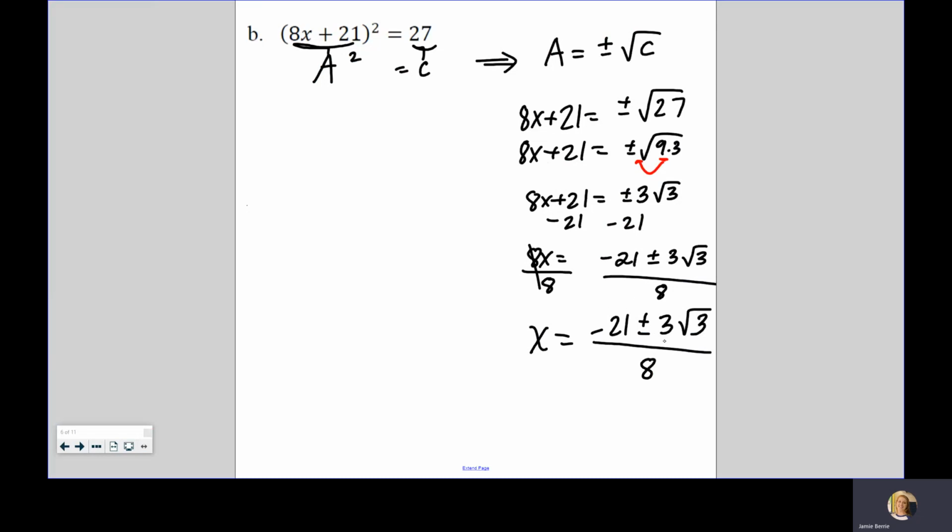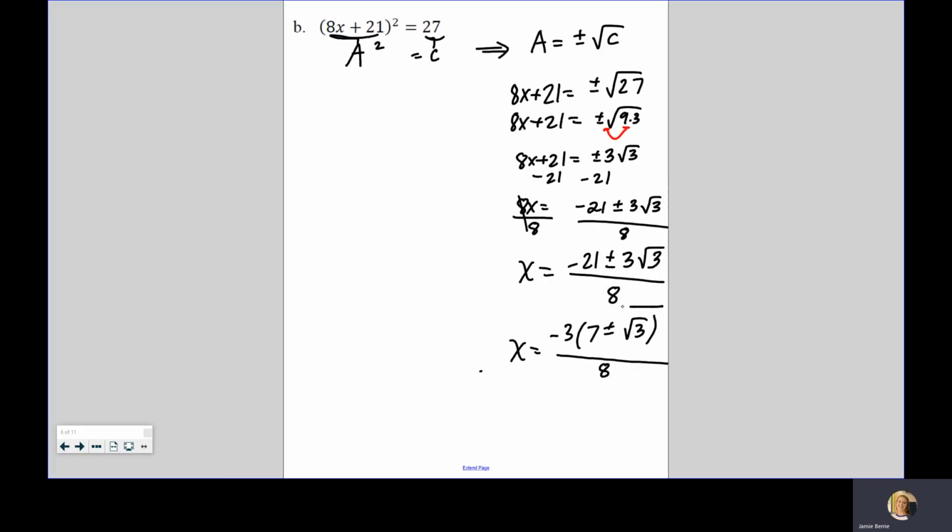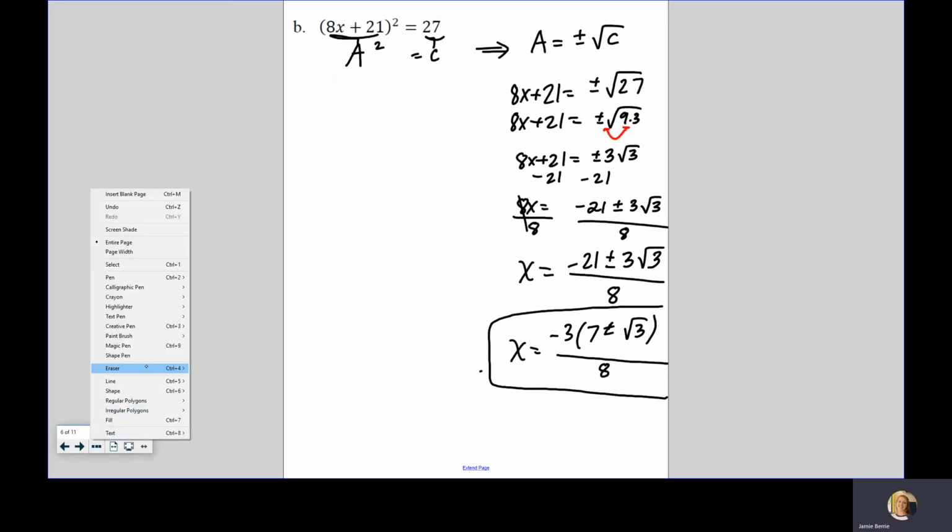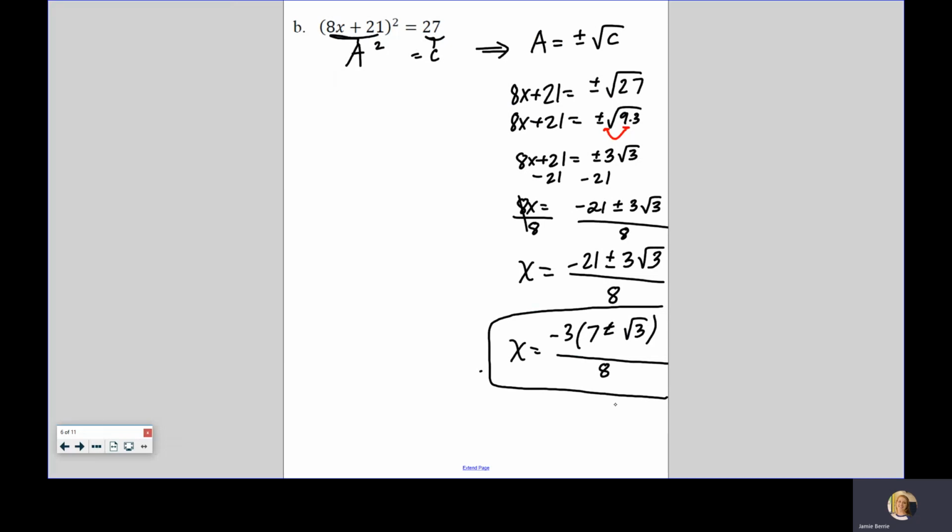Now I see one more thing up top that we could do. We could factor out a negative 3. We could pull out a negative 3. That's going to change this to a positive 7. This plus will change to a minus. This minus will change to a plus. So that's still plus or minus. And then that's just the square root of 3. And then all that is over 8. All right, so this is technically the fully simplified answer. Again, that's a plus or minus in there. Got a little sideways. See if I can rewrite it a little neater.